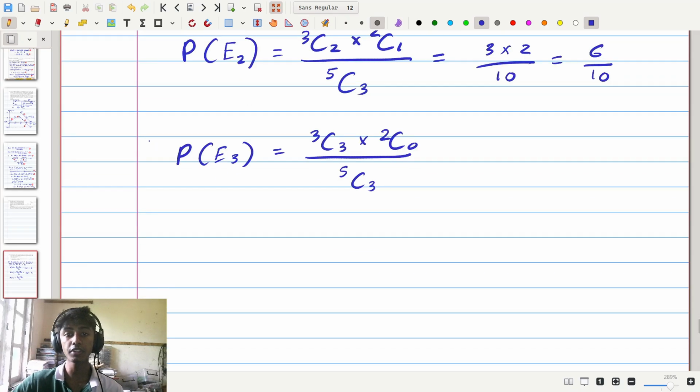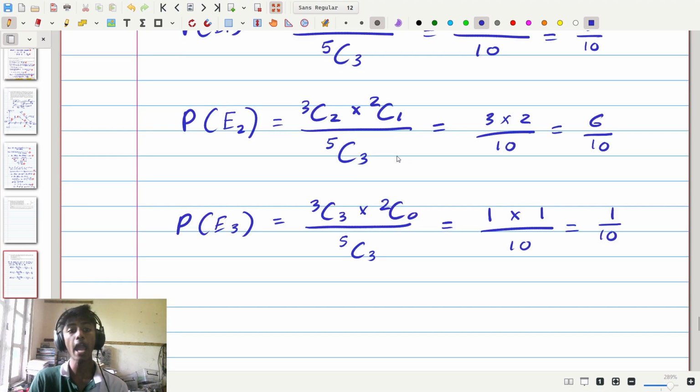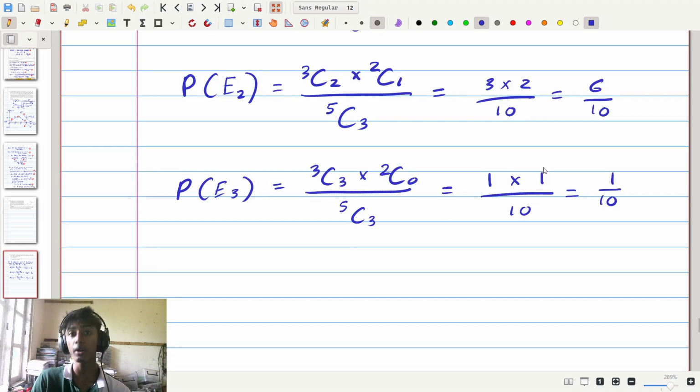Now finally, if we consider the last event, event E3, for this event, we have 3 choose 3, which is equal to 1, times 2 choose 0, which is equal to 1, divided by 5 choose 3, which is equal to 10, which is going to be equal to 1 over 10. And therefore, probability of event E1 is 3 over 10, probability of event E2 is 6 over 10, and probability of E3 is equal to 1 over 10.